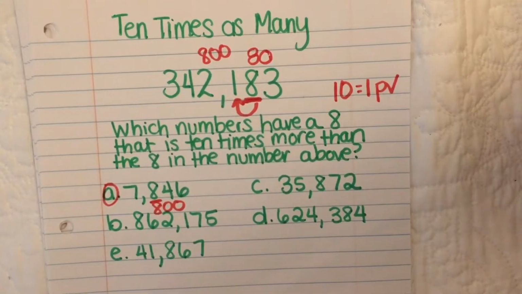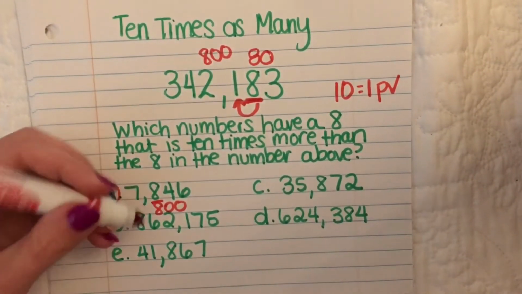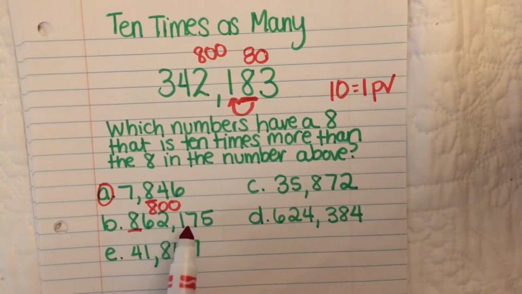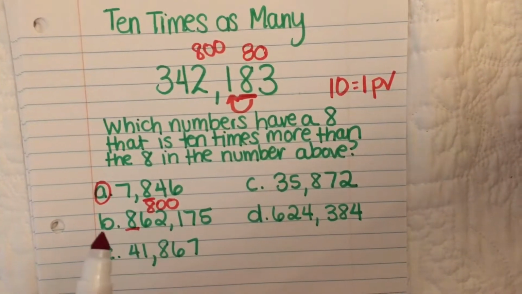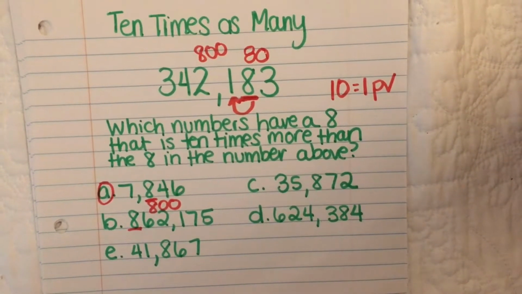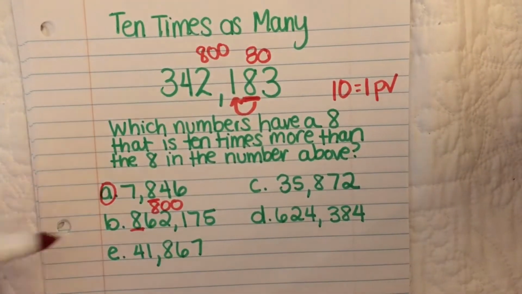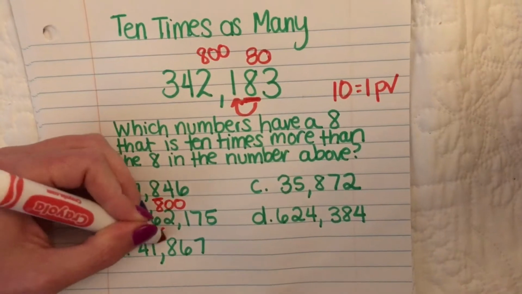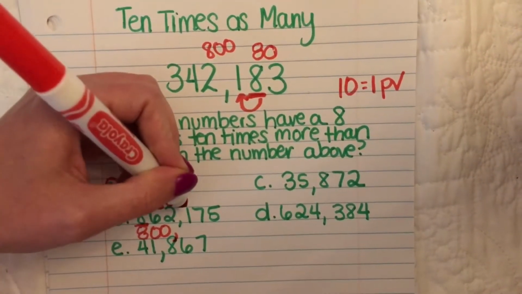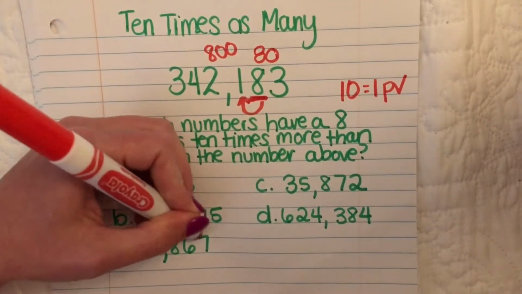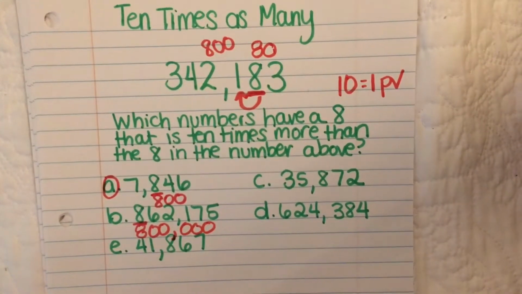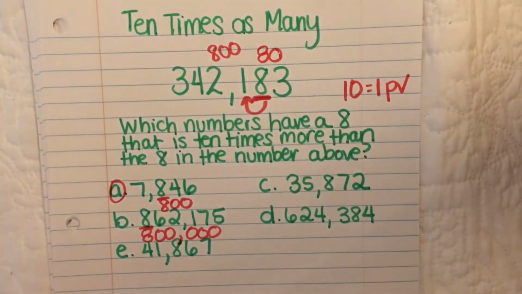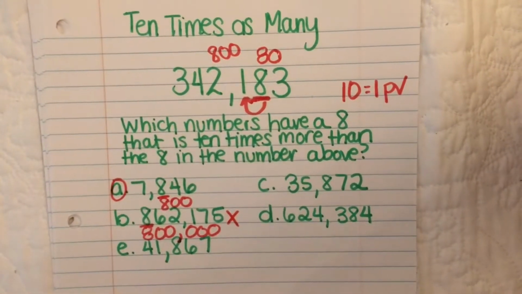What about B? All we're looking at is that digit 8. Here it is. But that's in the ones, tens, hundreds, thousands, 10,000s, 100,000s. So that's 800,000. Well, that's a whole lot of extra zeros. We won't need that one. So I just indicate an X.